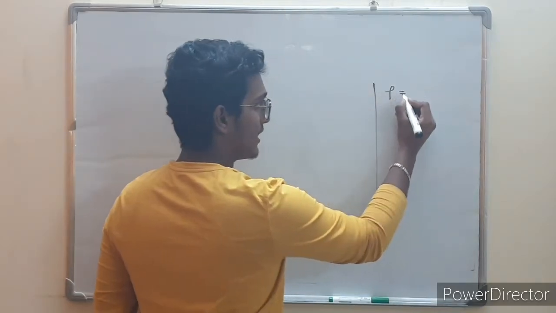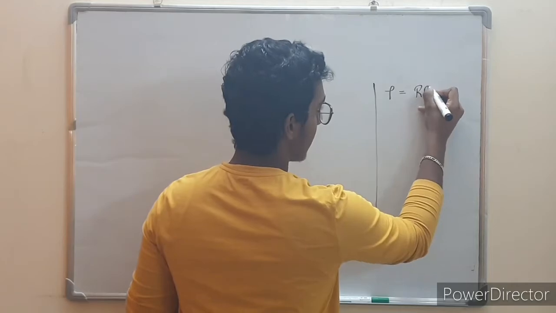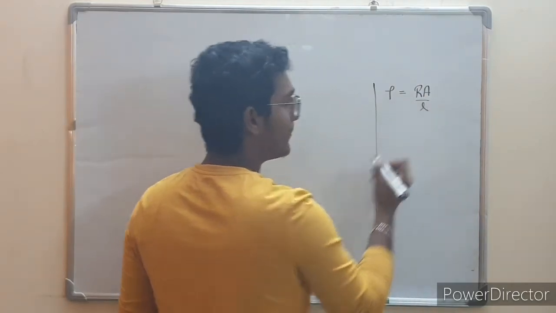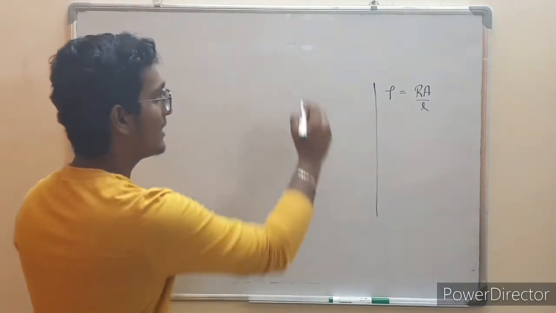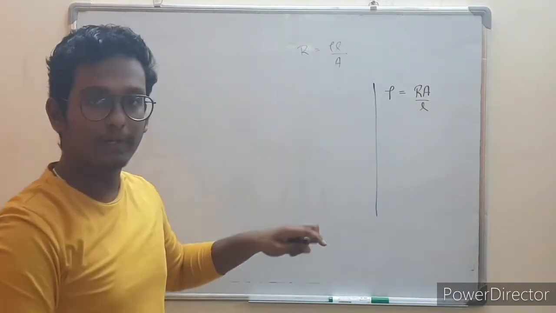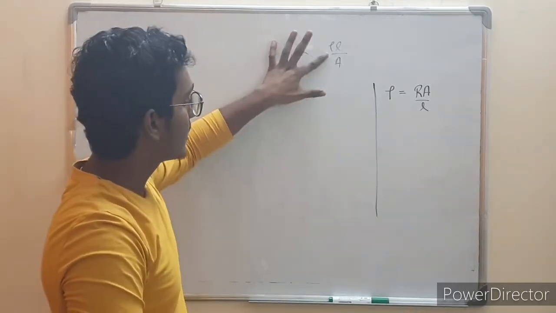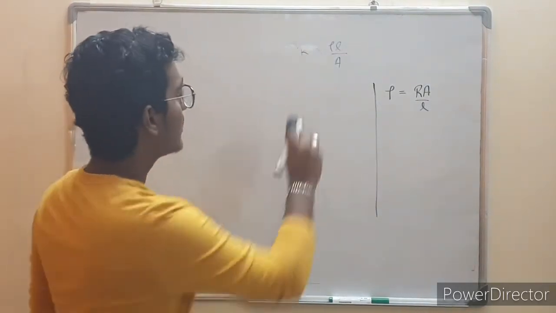So the first one we must know is that resistivity equals RA by L. This is from the grade 10 formula that R is equal to rho L by A. So from this you cross multiply to get rho is equal to RA by L. So this is the first formula we require.